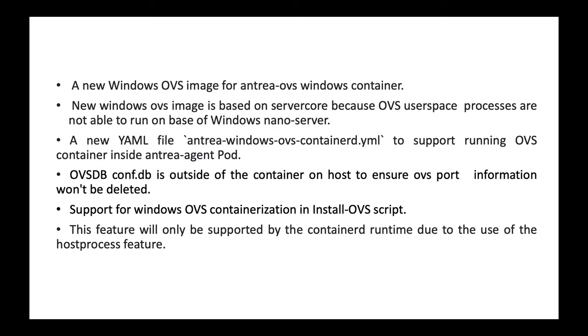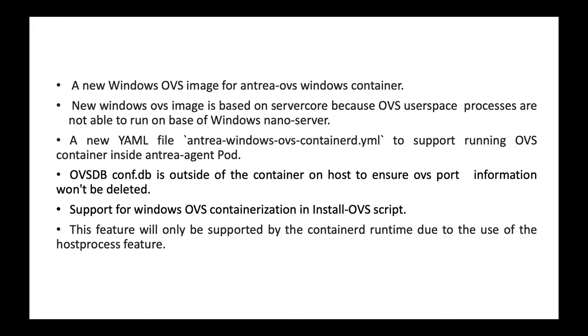Another thing is that when the OVS processes start for the first time, there is a conf.db configuration file for OVS. So this file is not stored on the container. This file is created and stored on the Windows host to ensure that the OVS port information won't be deleted.